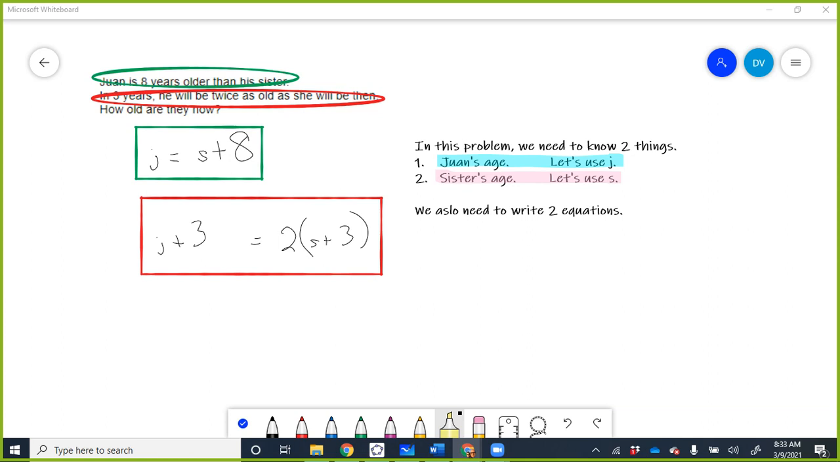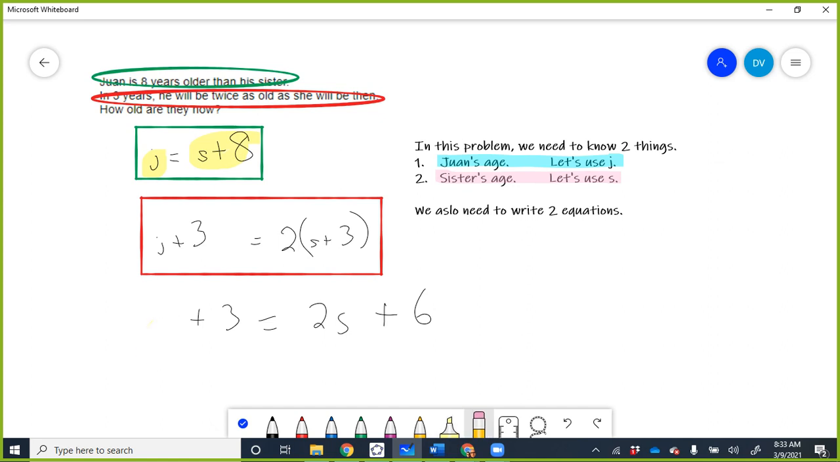Since we have in that green box that J is the same thing as S plus 8, we're going to replace J with S plus 8. Now, I know I already wrote this, but I'm going to write it again. I'm going to write that equation that's in the red box, J plus 3. And while I'm at it, I'm going to distribute. That'll be 2S plus 2 times 3, which is 6.